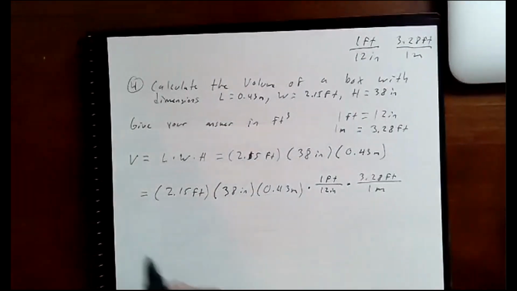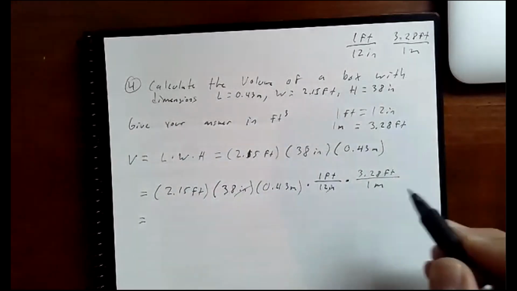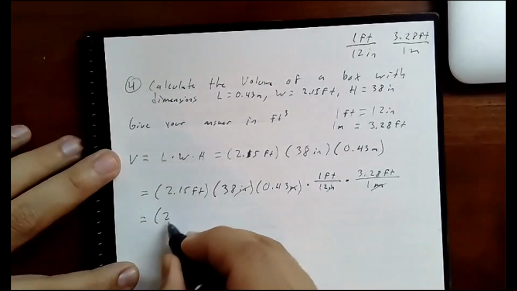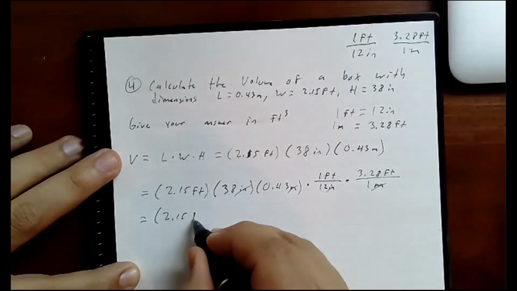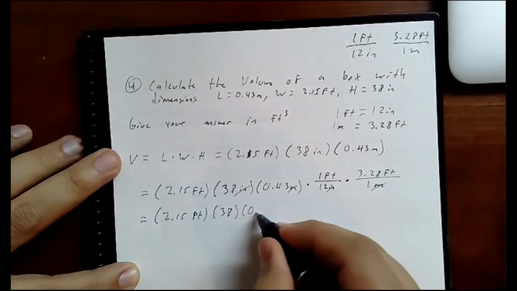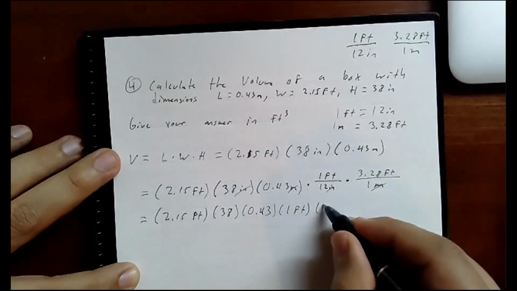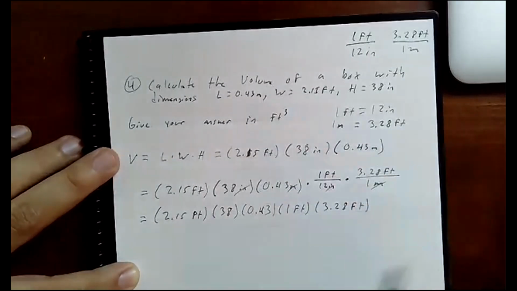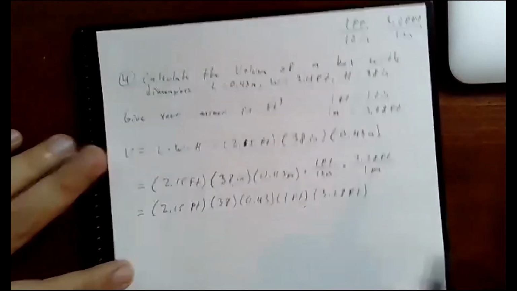So on the next step, inches will cancel, right? Meters will cancel. And I'm left with 2.15 feet times 38 times 0.43 times 1 foot times 3.28 feet. So now I have feet times feet times feet, which will give me feet cubed. So just multiply all this nonsense and we're done.